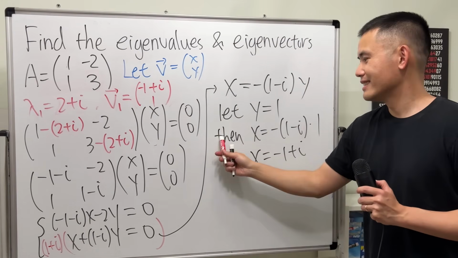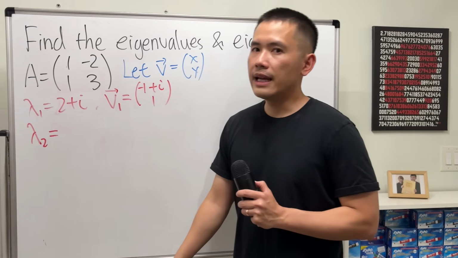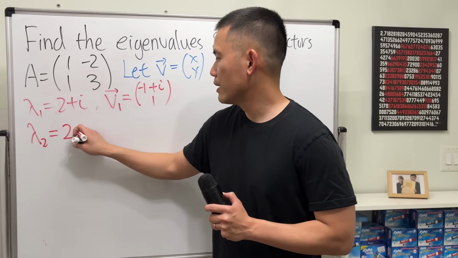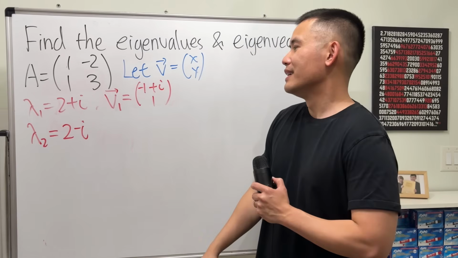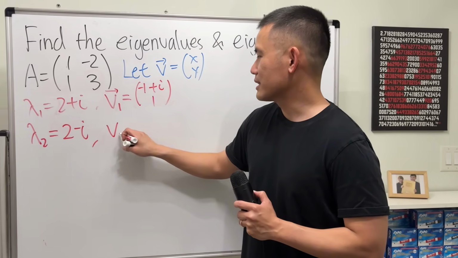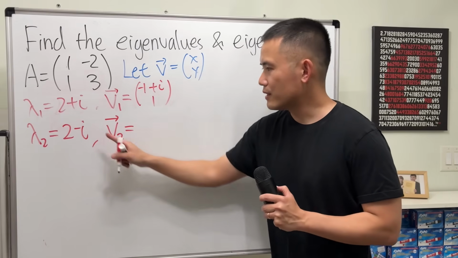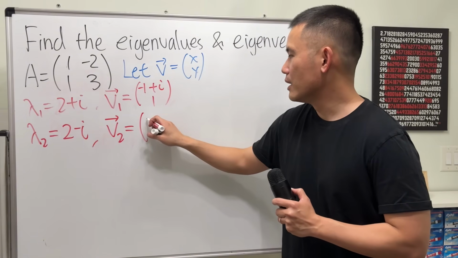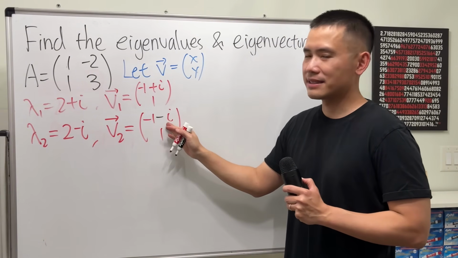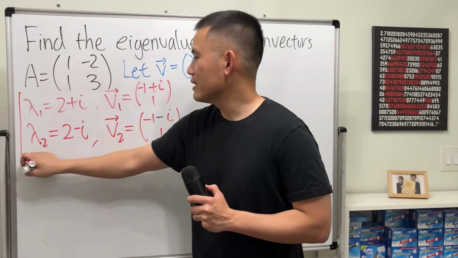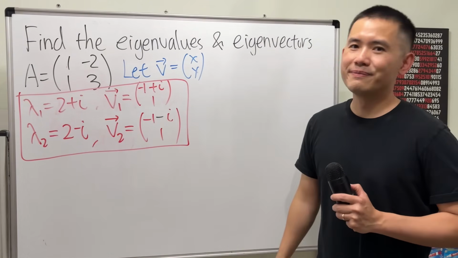Yep. Now for the second eigenvalue, lambda 2, that's just 2 minus i, which is just the complex conjugate of the first eigenvalue. And I will leave this to you guys. You guys can go verify on your own. But the truth is, the second eigenvector corresponding to that is going to be negative 1 minus i and a 1, which is just the complex conjugate of that. So here we have it. Eigenvalues and eigenvectors. That's it.